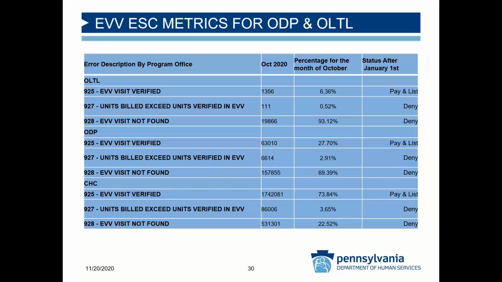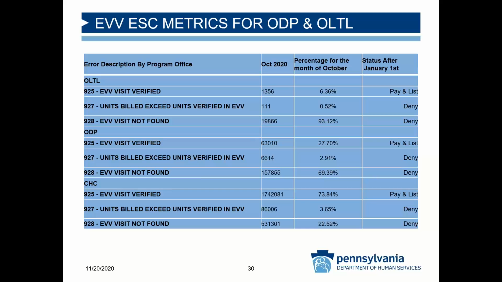Okay, we typically show you these metrics and progress towards readiness in terms of January 1st. So we want to see very high percentages for 925. I don't know, 6% is not very high for OLTL. So you'll see the OLTL fee for service, 925, 927, 928, and the percentages of the ESCs that are setting. So the goal is to have 925 as high as possible and 927 and 928 as low as possible.